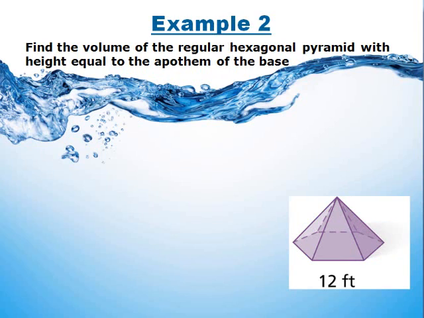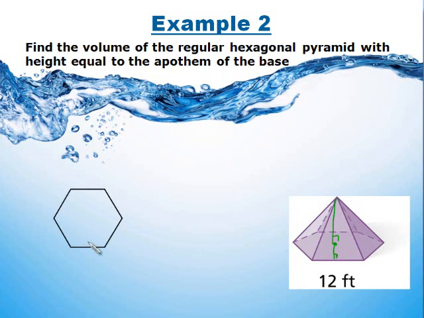Example 2. Find the volume of the regular hexagonal pyramid with height equal to the apothem of the base. Remember, here we have a regular polygon, and the apothem is always from the center down perpendicular to a side. Any of the sides is okay. So this apothem is the same length as the height, and your height would be right here, which would be perpendicular. Right now we don't know the apothem, but we can figure that out.